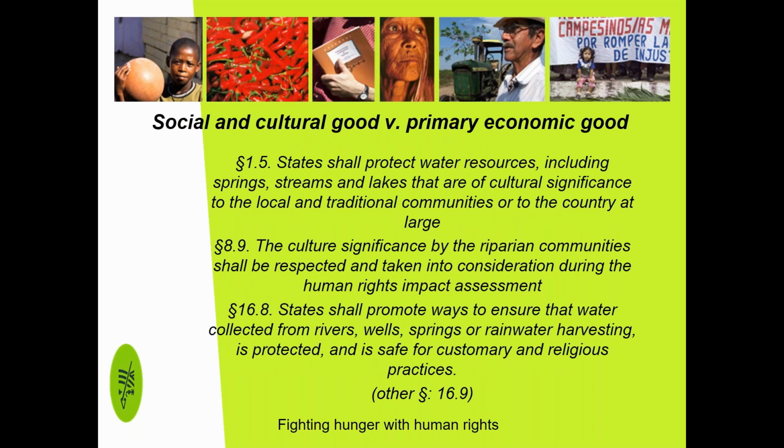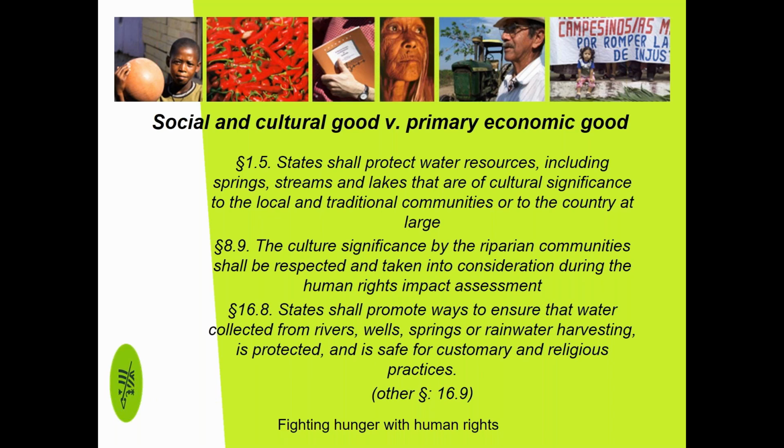And then you have this other element, which is social and cultural goods. In the African context, water is seen as a social and cultural good rather than a primary economic good. So this means, for instance, from paragraph 1.5, that states shall protect water resources, including springs, streams, and lakes that are culturally significant to local and traditional communities or to the country at large.